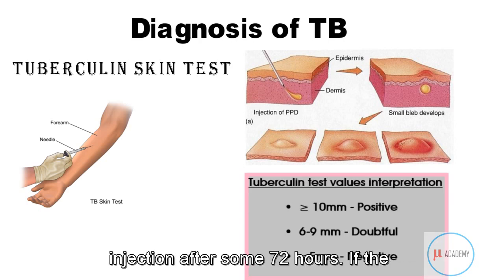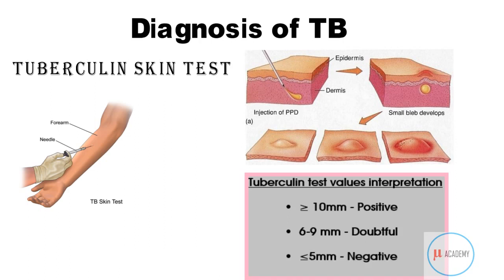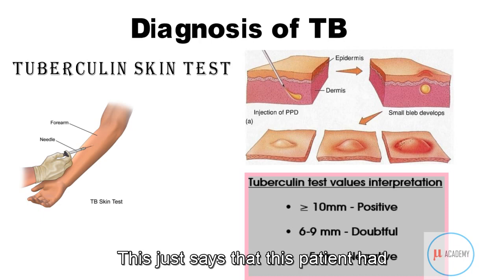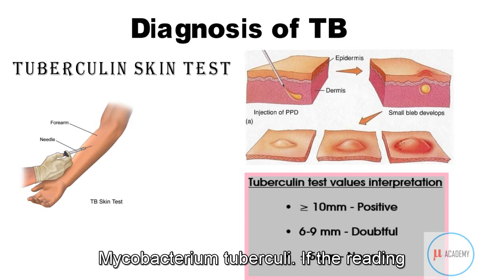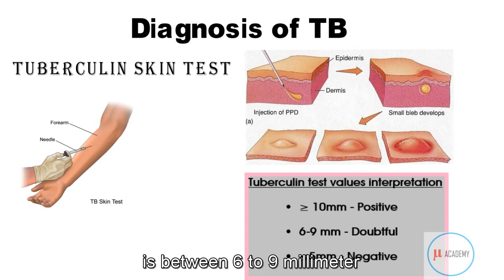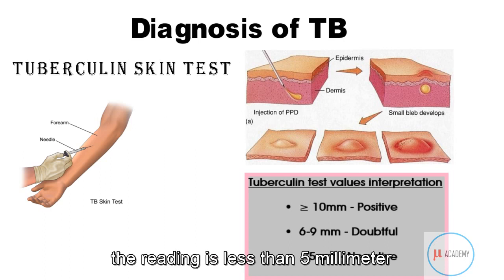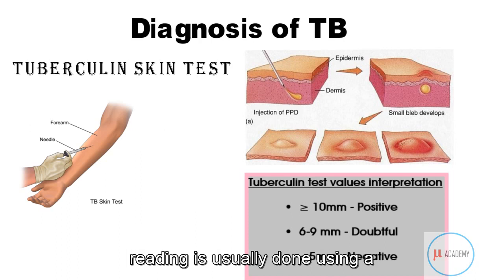If the induration and erythema size is more than 10 millimeter, it is said that this patient is tuberculin test positive. This just says that this patient had present or past infection with Mycobacterium tuberculosis. If the reading is between 6 to 9 millimeter, this result is said to be doubtful. If the reading is less than 5 millimeter, the result is said to be negative. The reading is usually done using a transparent scale or a tape.